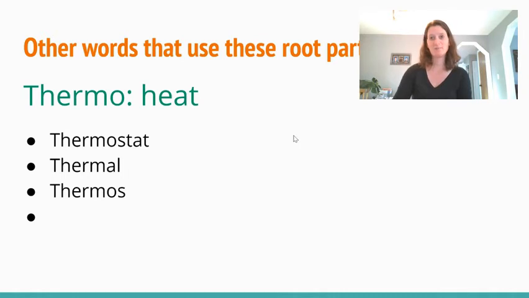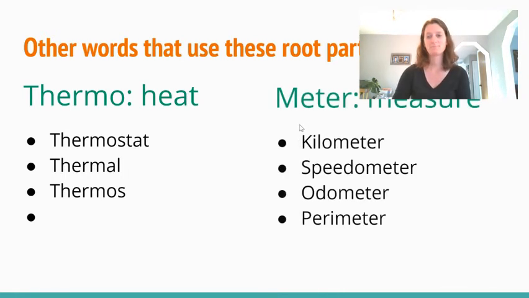Now let's think about the meter part of thermometer. And that means to measure. And when I think about some different words that have that word meter in them, I can actually think of quite a few. And one of them is kilometer, because I grew up in a different country where we use the metric system to measure things. And so we measure things in meters, and a kilometer is a certain amount of distance. I think there's like 2 point something kilometers in a mile, or 1 point something. Now I'm getting confused. But a kilometer is a measure of distance.